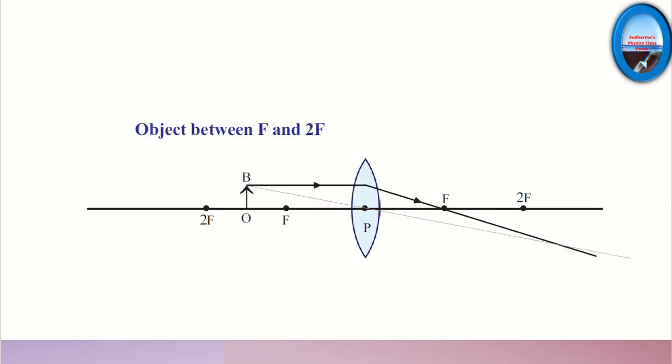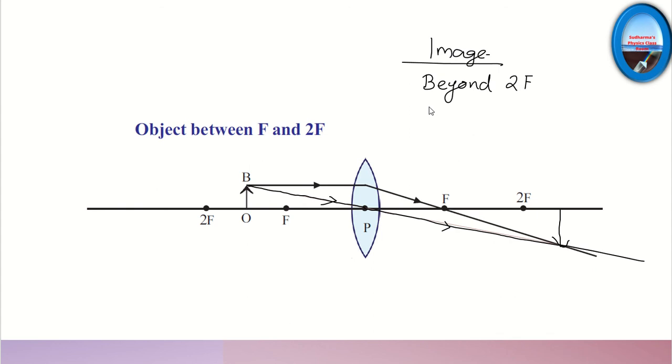And the next object position is object between F and 2F. Remember, we are taking the ray which is parallel to the principal axis. After refraction, it passes through the focus. Another ray is passing through the optical center. You can see the ray which is passing through the optical center, so it passed without any deviation. Now where is the image formed? The image is formed beyond 2F.